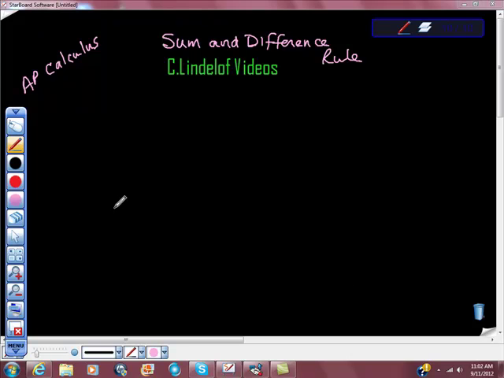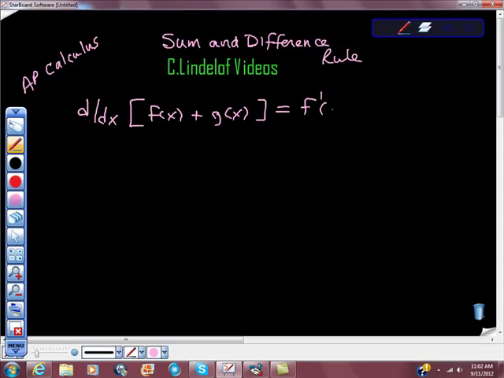This is AP Calculus AB, the sum and difference rule of differentiation. It just says this: if we want the derivative of a function that can be broken into the form f of x plus or minus g of x, then what we really have for our derivative is f prime at x plus g prime at x.